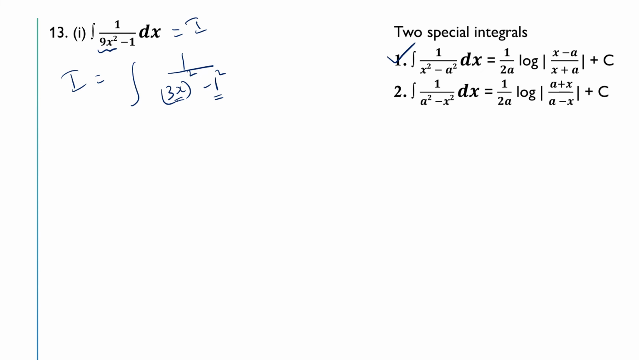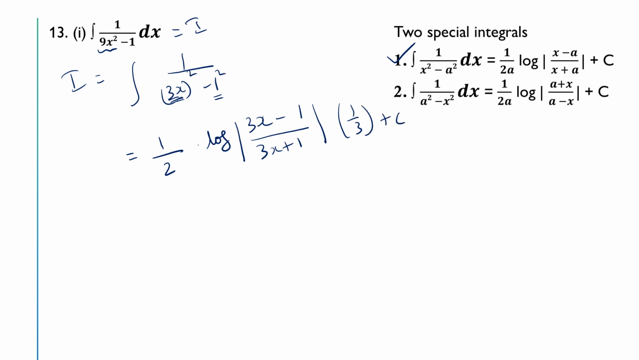So this one is nothing but equal to 1 by 2a into log mod. Here in place of x we have 3x. So it is 3x minus 1 upon 3x plus 1 into, here the coefficient of x is 3, so into 1 by 3 plus c. So this will be equal to 1 by 6 log mod 3x minus 1 upon 3x plus 1 plus c.